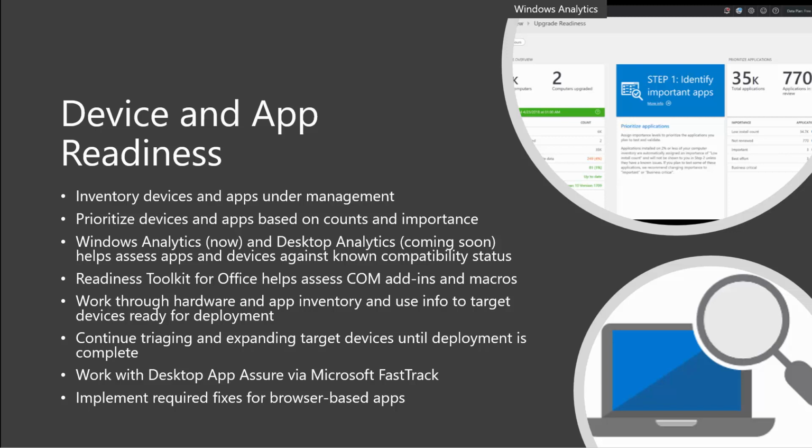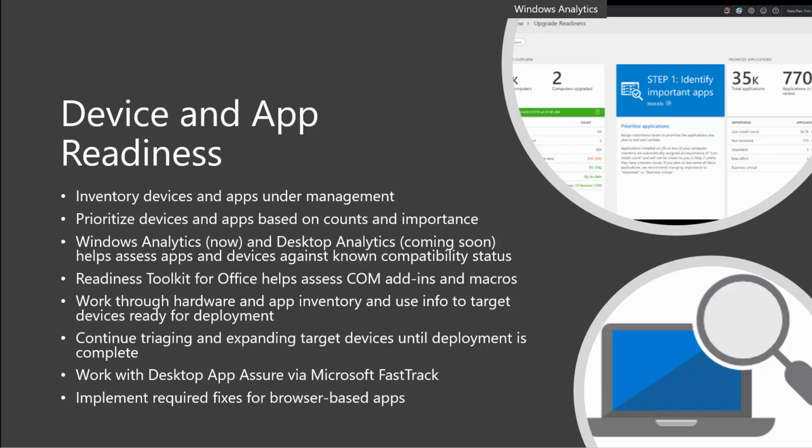Now, the Readiness Toolkit for Office, we'll talk about that and show that in a second, but this is really about looking at COM-based add-ins, the traditional add-ins in Office, and also VBA macros that might be running in your current files in your Office environment. So there is a modern way to do add-ins with Office. We're not going to talk about that. It's more around the Windows side of COM add-ins and what we can do to make that better.